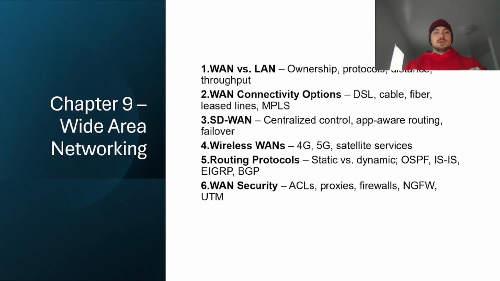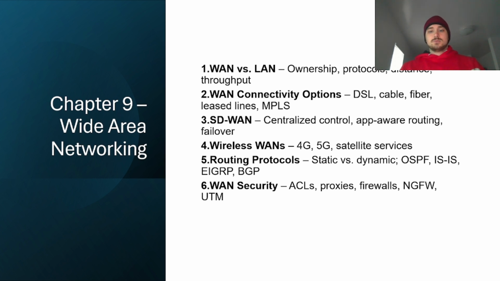Next is Chapter 9, which is wide area networking. WAN versus LAN: ownership, protocols, distance, throughput. We have WAN connectivity options, which include DSL, cable, fiber, leased lines, and MPLS. And then we have SD-WAN, which is centralized control, app-aware routing, and failover. And then we have wireless WANs, which are the 4G, 5G, and satellite services.